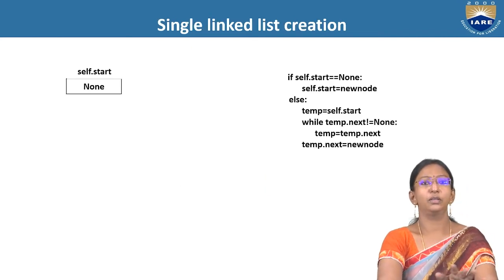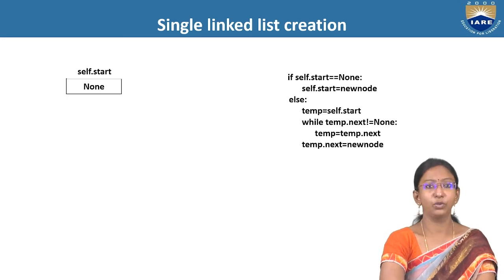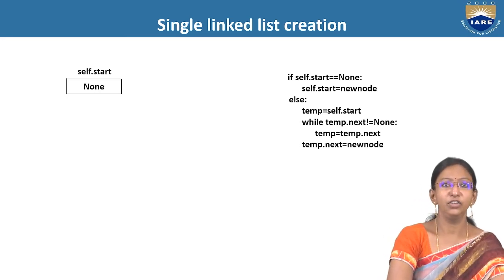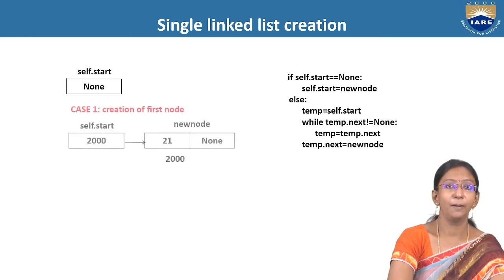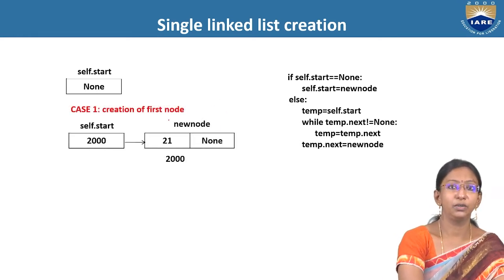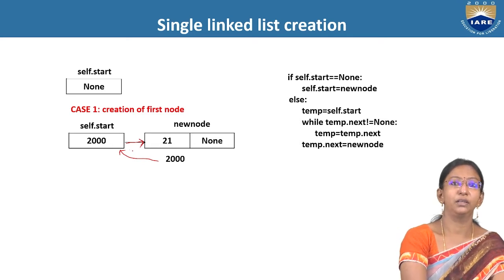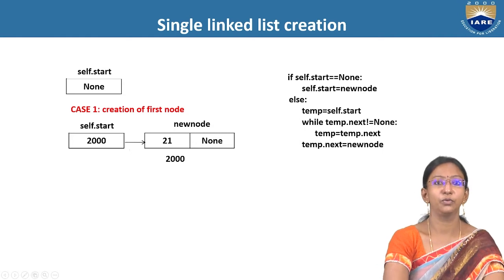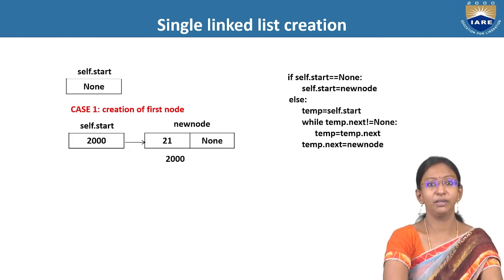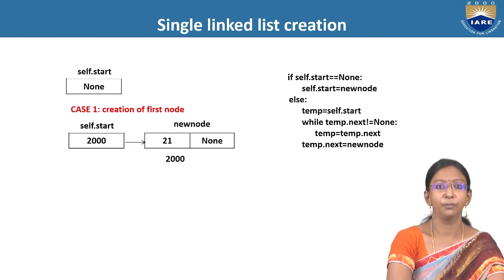Coming to a small animation on how to create. Initially, if the start is None, it is case 1 I'm talking about. When we create a node, store the address of the node in the start. Thereby, you have created a relationship between the first node and stored its address in the start. You have built a relation between the start pointer and the new node, right?